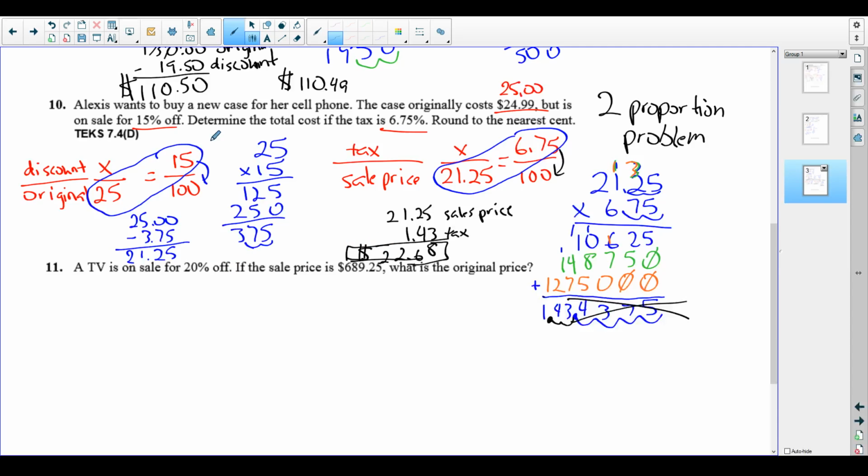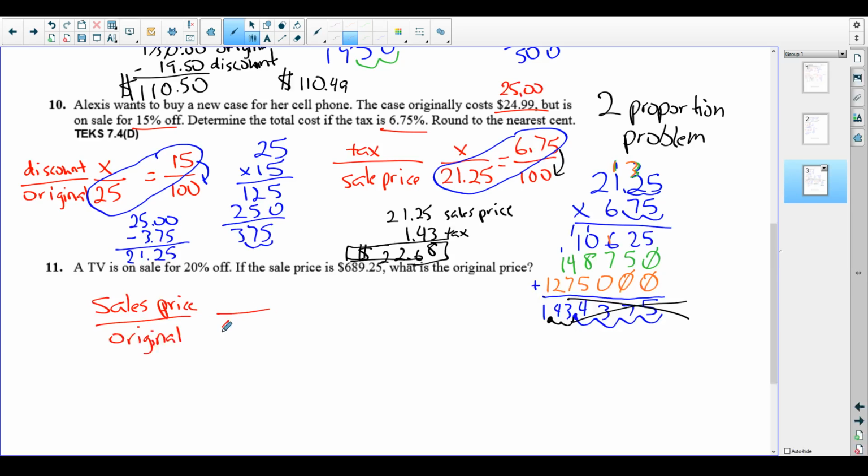All right, then number 11. I don't think you're going to get a question like this, but this is a good thinking kind of question. This one says the TV's on sale for 20% off. If the sale price is $689.25, what is the original price? So this time, still have sale price to original.